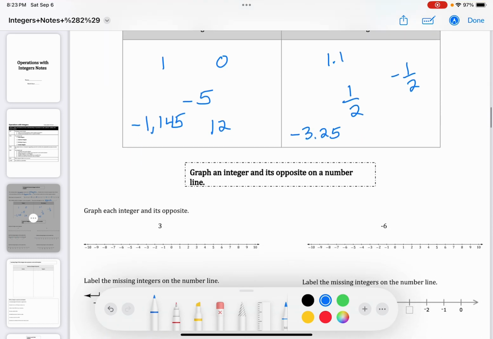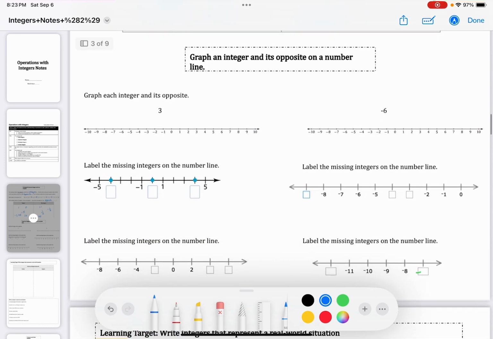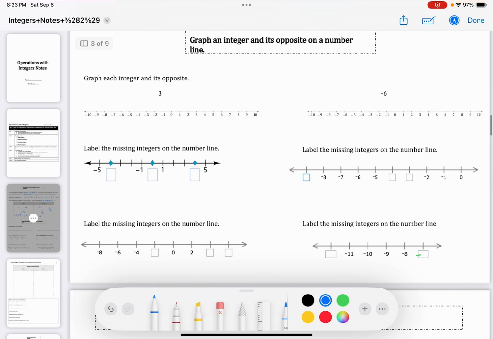All right, graph an integer and its opposite on a number line. So graph 3, well, we're going to put a dot at 3. The opposite then would be -3. -6, its opposite would be, you guessed it, 6.